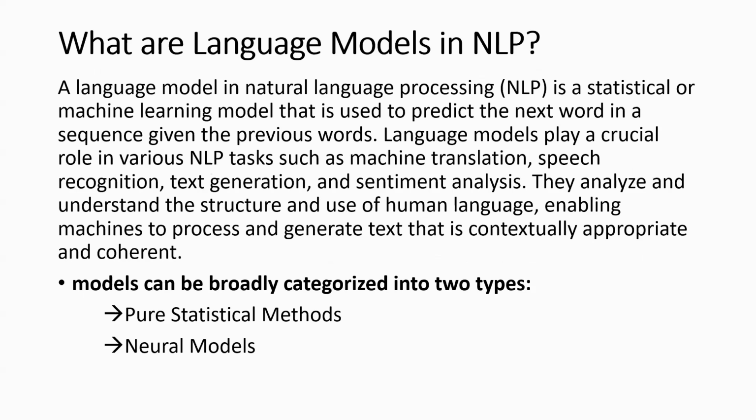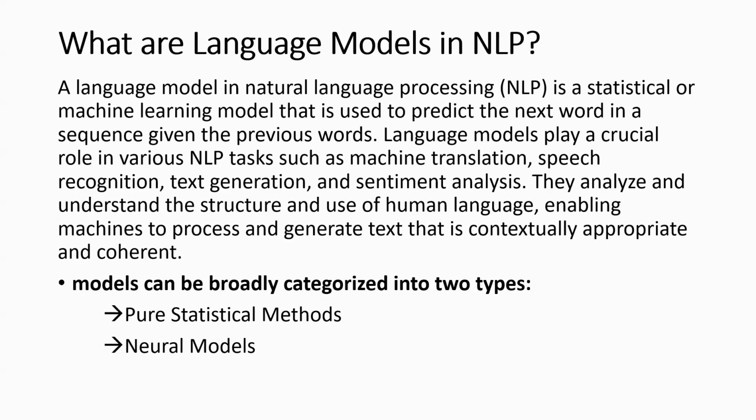So what are language models in NLP? A language model in natural language processing is a statistical or machine learning model that is used to predict the next word in a sequence, given the previous words. Language models play a crucial role in various NLP tasks such as machine translation, speech recognition, text generation, and sentiment analysis. They analyze and understand the structure and use of human languages, enabling machines to process and generate text that is contextually appropriate and coherent.